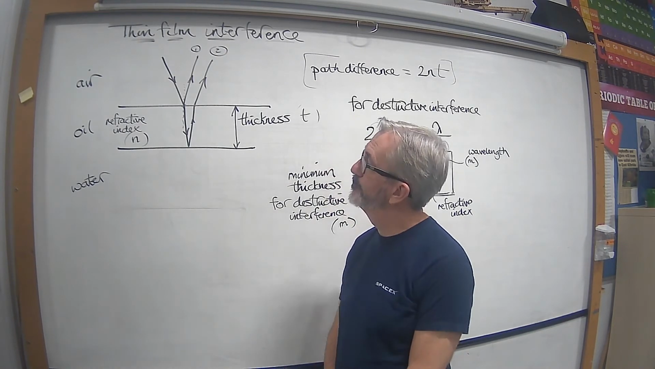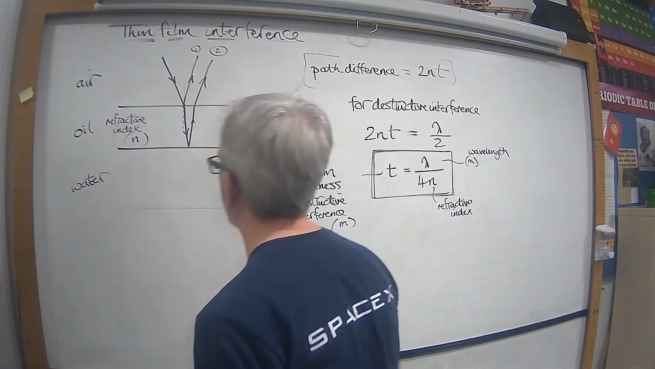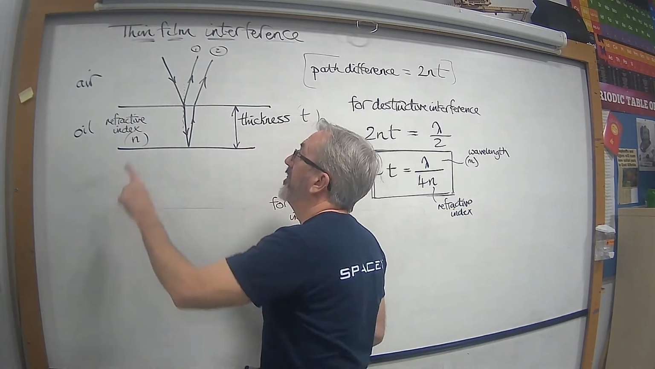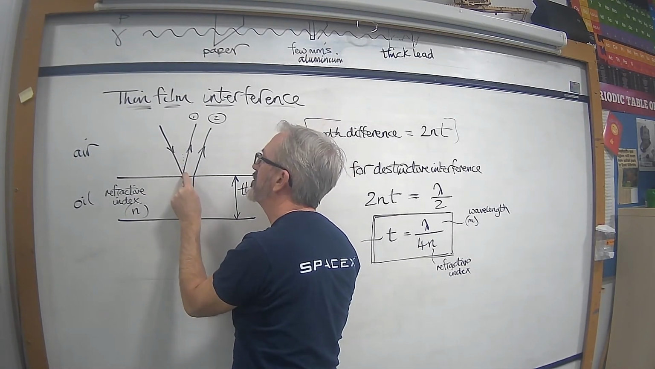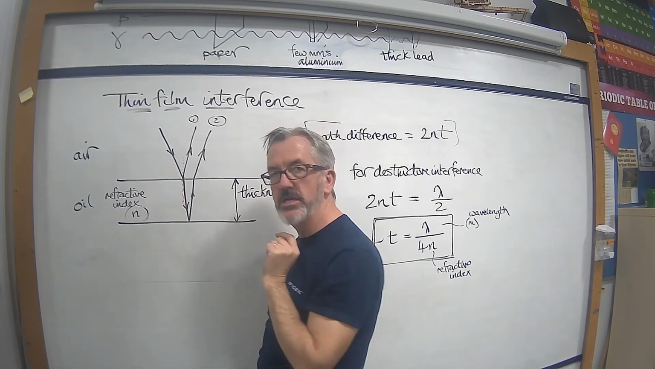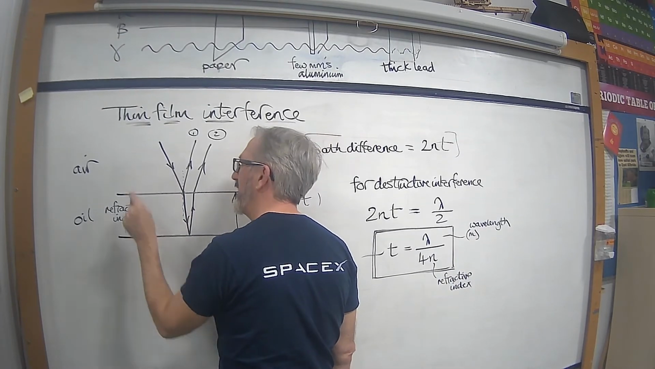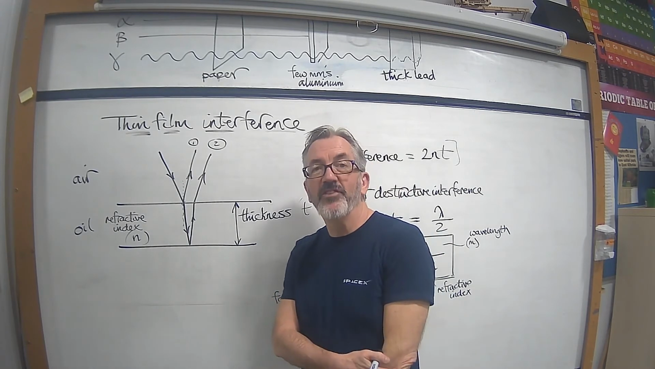Phase change. Now before we talk about phase change, which you've seen before, that light's coming in. First thing that happens is that light comes in and it hits the boundary between the air and the oil here. Now, the oil has got a higher refractive index than the air. And here's the thing about phase change.